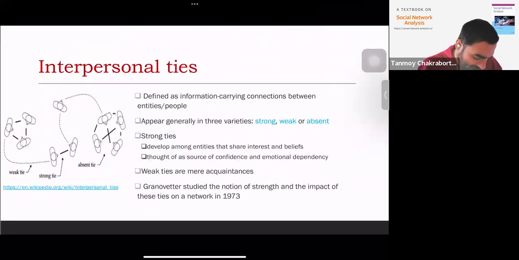Now let's move to the next concept, which is the ties or links between persons. These interpersonal ties or interpersonal links are very important, and depending upon the strength of the link, you can have 3 different types of links. One is called a strong link, another is called a weak link, and another is the absence of a link. Absence of a link means there is no edge, there is no link at all, right? Now let's look very carefully at the meaning of a strong link and a weak link.